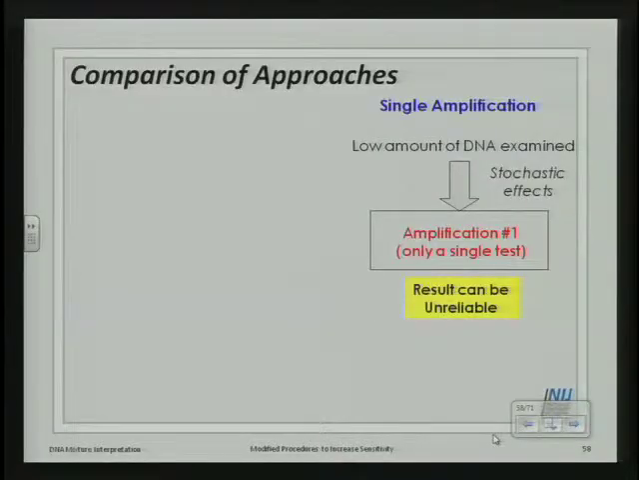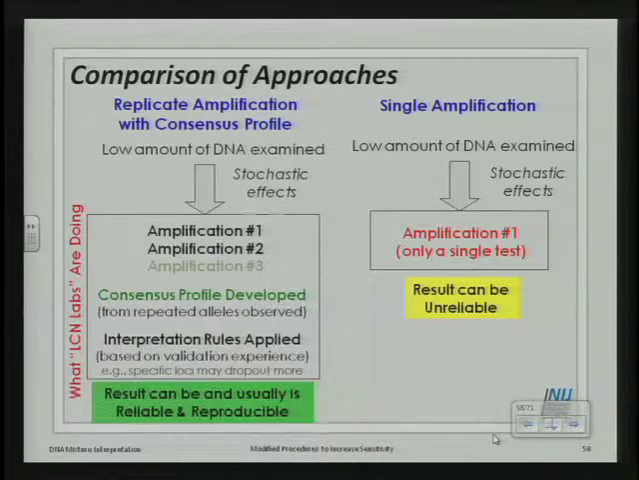So if you're looking at just one amplification, there is a chance, because you're amplifying low-level DNA, that you can get an unreliable result. But if you do the replicates and come up with a consensus, so for example, you would do 2 replicates, come up with a consensus, and then you would have the third one as sort of a standby if you need it, and you develop your consensus profile using the interpretational rules based upon your validation.